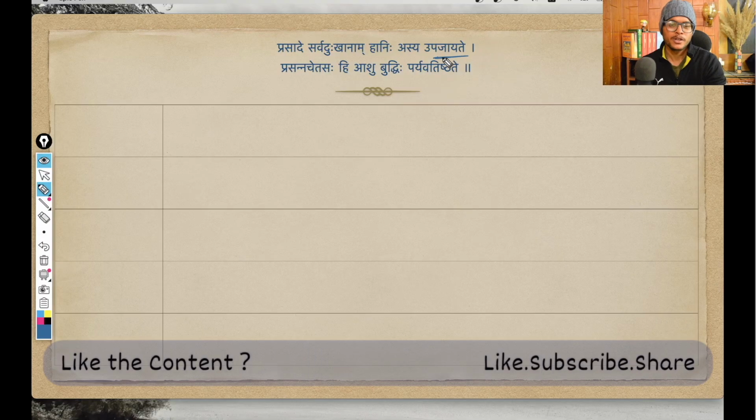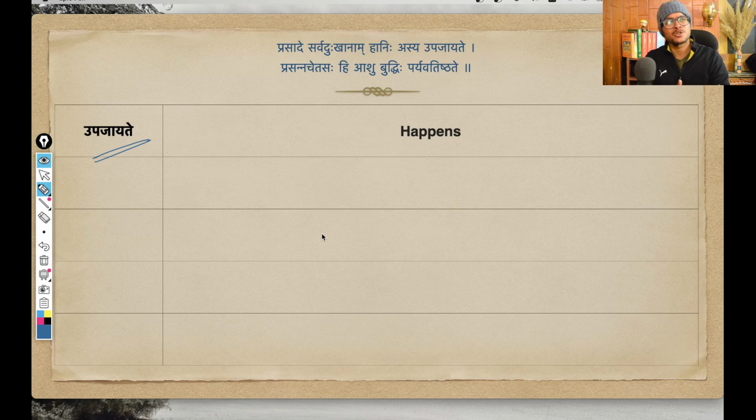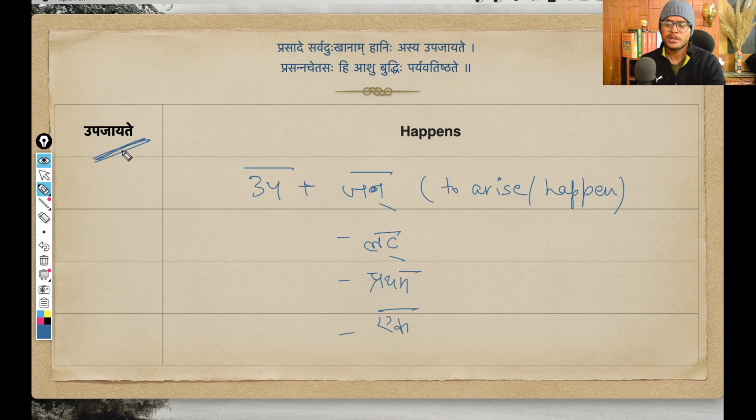Here in the shloka we can spot two kriyapadas, upajayate and paryavatishthate. Let us take the first kriyapada first. Upajayate basically means something happens, in the sense that something rises or arises. Very quickly, this kriyapada comes from the jan dhatu. Jan dhatu means to be born, to arise. So along with the upa upsarga, jan dhatu in lat lakaraha prathama purushaha ekvachanam becomes upajayate. That means something happens.